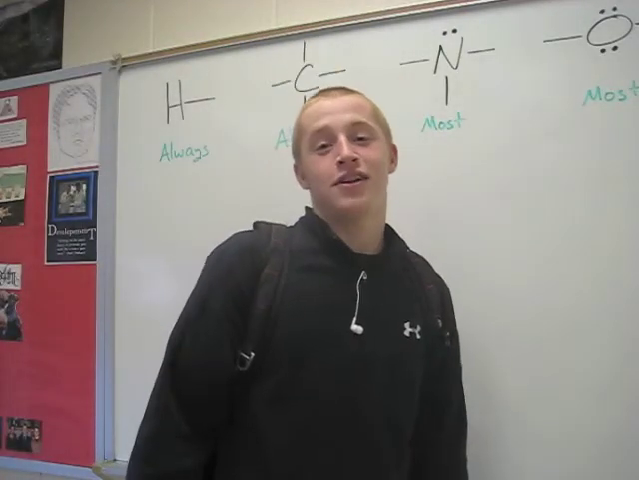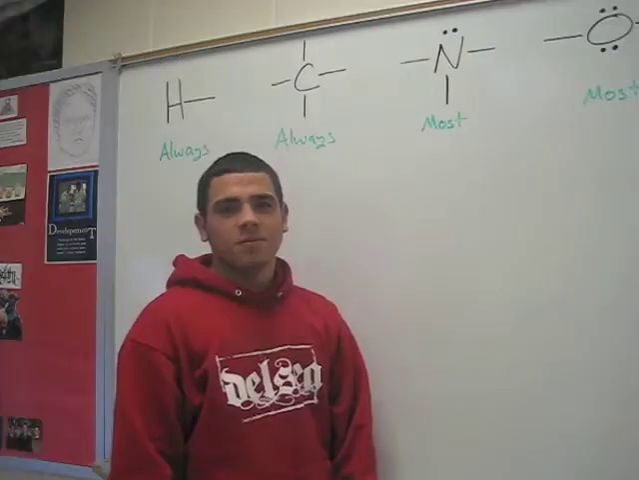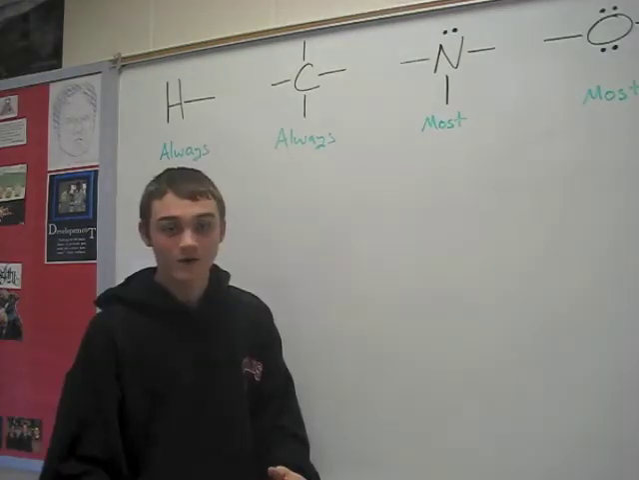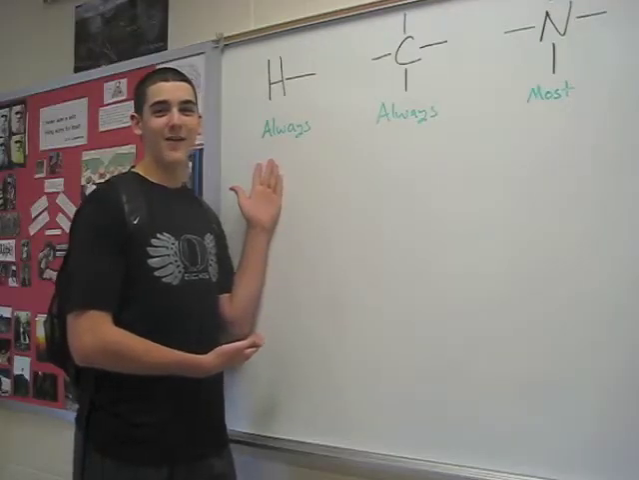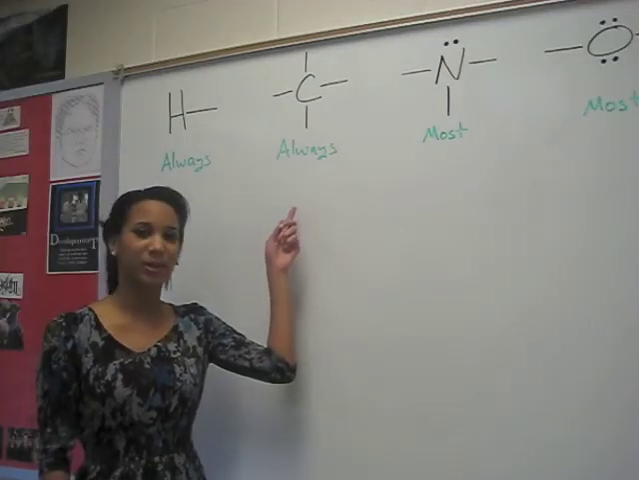Due to valence electrons and obeying the octet rule, elements have a normal way of bonding. For our class, we are going to say the following. Hydrogen always has one bond. Carbon always has 4 bonds.